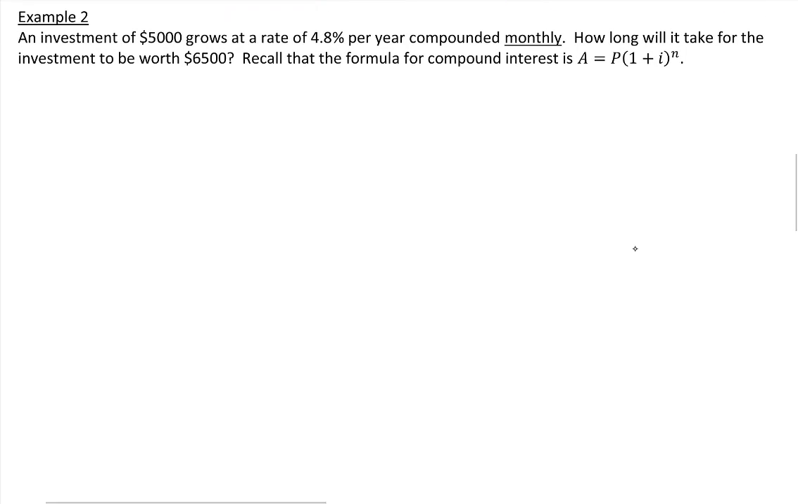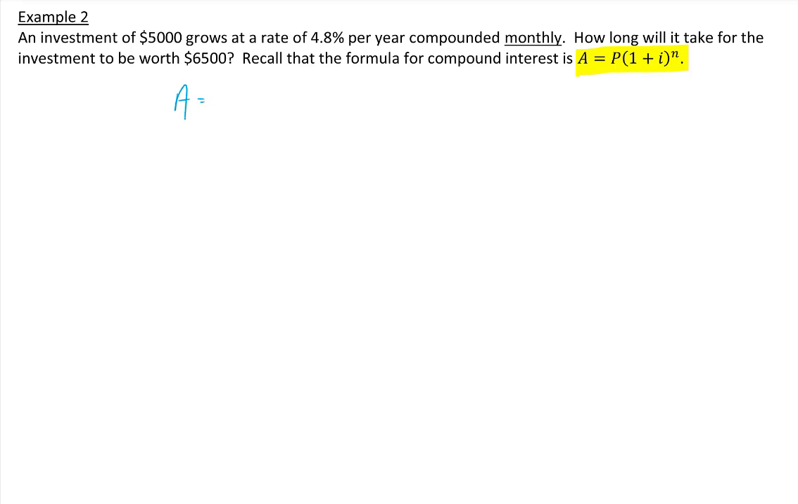Example 2. An investment of $5,000 grows at a rate of 4.8% per year compounded monthly. How long will it take for the investment to be worth $6,500? And recall that the formula for compound interest is A equals P times 1 plus i to the exponent of n. So first of all, let's identify our variables.